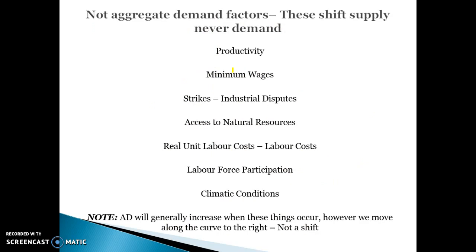Okay, so some things that will shift our supply curve. These are not demand side factors. These are things that are going to shift the supply curve to the right. And again, we'll talk about these properly in Chapter 5. But things like productivity, low minimum wages, less strikes, more access to resources, lower real unit labour costs, increased participation, better climatic conditions. Aggregate demand will generally increase when these things occur, but that's because it's basically going to be caused by a movement along the demand curve.